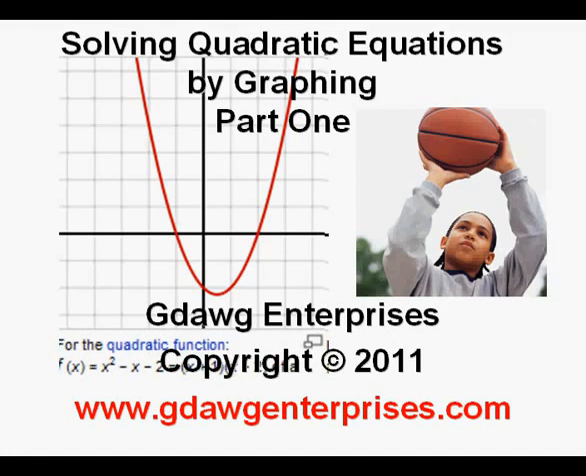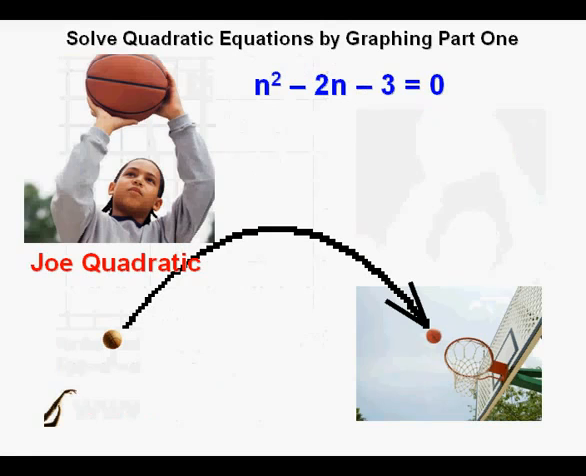Solving quadratic equations by graphing, Part 1. In this lesson, our friend Joe Quadratic will be solving quadratic equations by graphing. With this method, he will be able to solve quadratic equations such as this one, n squared minus 2n minus 3 equals 0. In order to graph this equation, something will need to be different.